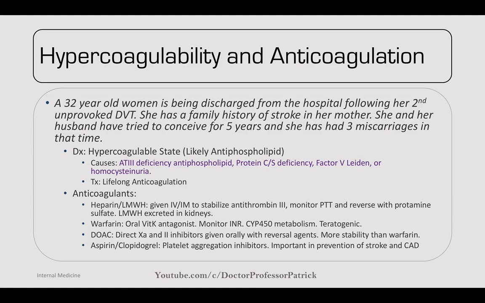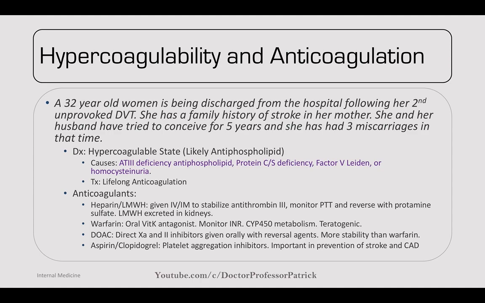Going into hypercoagulability and anticoagulation, we've got a 32-year-old woman being discharged from the hospital following her second DVT. She has a family history of stroke in her mother, and she and her husband have tried to conceive for 5 years and have had 3 miscarriages in that time. So this would be a hypercoagulable state, likely antiphospholipid syndrome. You can have antithrombin 3 deficiency, antiphospholipid syndrome, protein C and S deficiency, factor V Leiden disease, or homocystinuria. All of these will increase your risk of a hypercoagulable event, and they need lifelong anticoagulation.